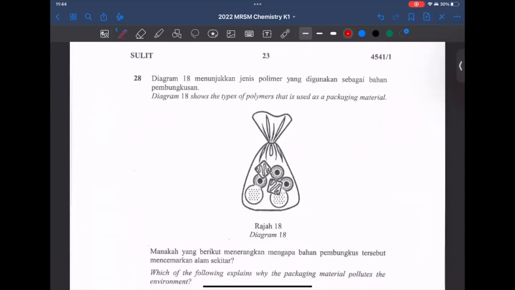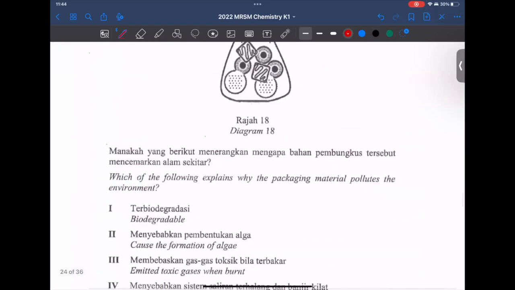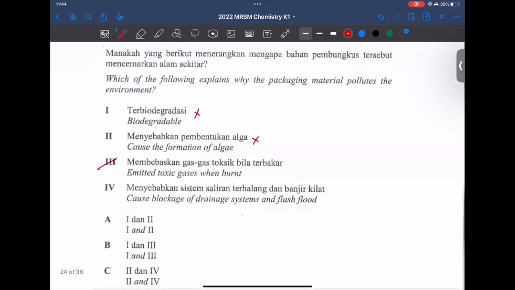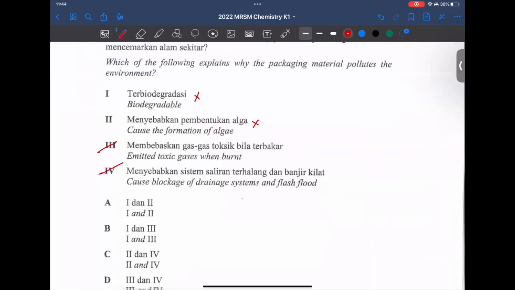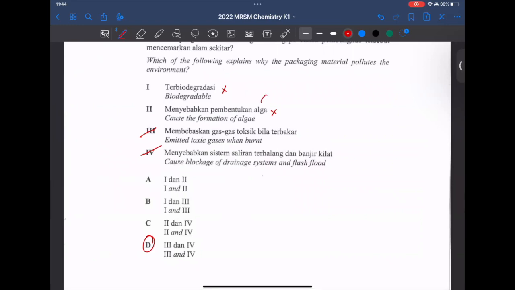28, diagram 18 shows the type of polymers that is used as packaging material. So it's a plastic bag. Which of the following explains why packaging pollutes the environment? Is it biodegradable? Most likely no. Does it cause the formation of algae? Also no. Algae is caused by fertilizer, right? Excessive use of fertilizer. Does it emit toxic gas when it's burned? Yes. Does it cause blockage in the drain system and cause flash floods? Yes. So the answer here will be 3 and 4, D. So this is fertilizer, remember? The process is called eutrophication.